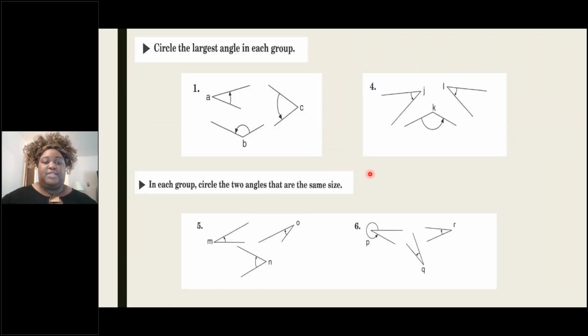So here's a few exercises just to get a better idea of how angles can look and determining which angle would be bigger. So in this first one, they want us to circle the largest angle in each group. So we have angle A, we have angle B, and we have angle C. One second.